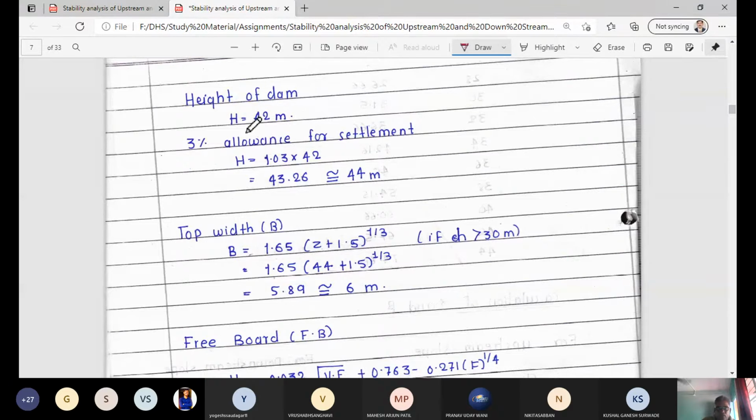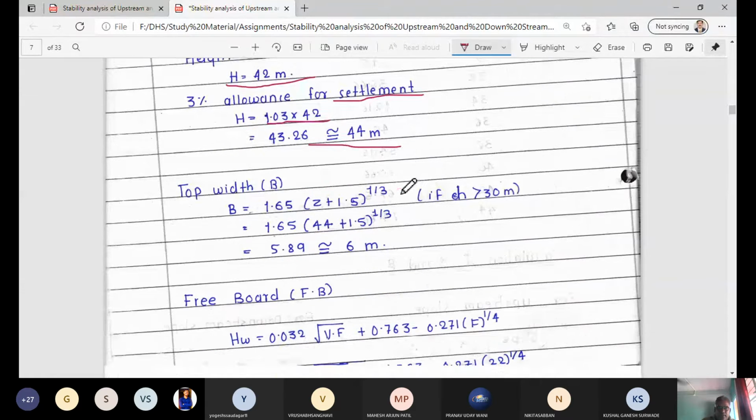So the height of the dam is now 42 meter. 3% allowance for the settlement is also provided. Therefore, this height of the dam, effective height, becomes 1.03 into 42, that is 43.26, which is now 44 meter.